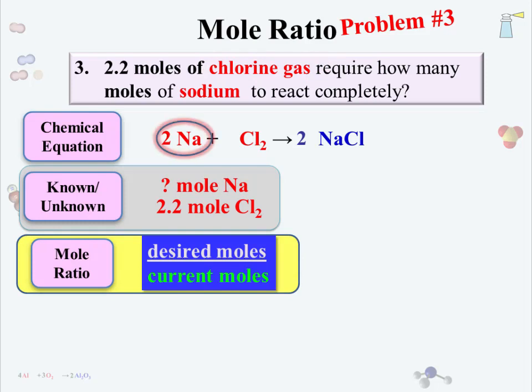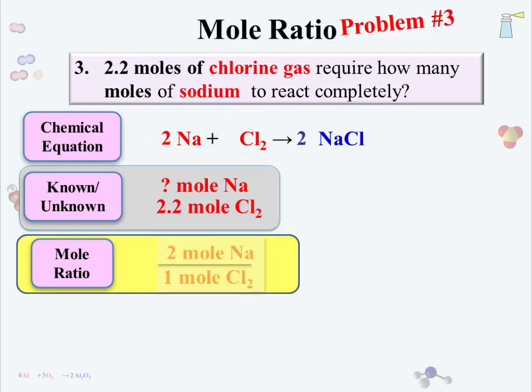From the balanced chemical equation, the coefficient of the unknown or desired units of moles of sodium is found to be 2. And how many moles are there of the known or current substance chlorine gas? Yes, it is the implied 1 mole. The mole ratio is 2 moles of sodium over 1 mole of chlorine gas.